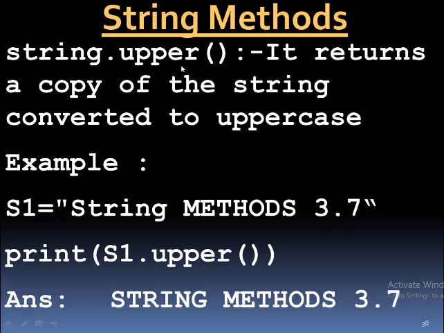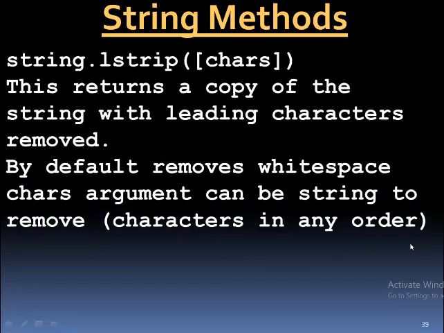Another function, upper, returns a copy of the string converted to uppercase. So if s1 is this string, and if you write s1.upper, it will convert all the lowercase alphabets like T, R, I to uppercase. The space will remain as it is, the dot and numeric characters, all the other characters will remain as they are.